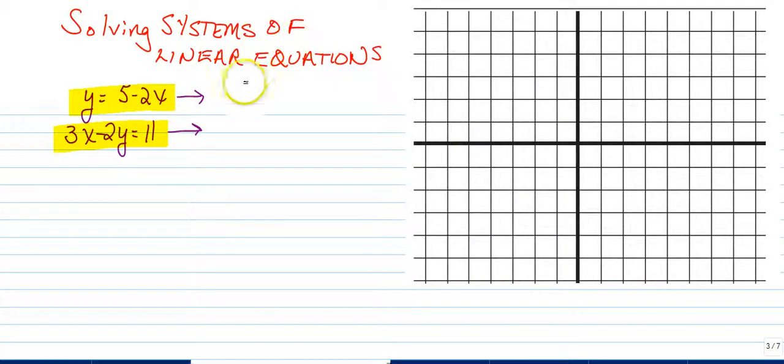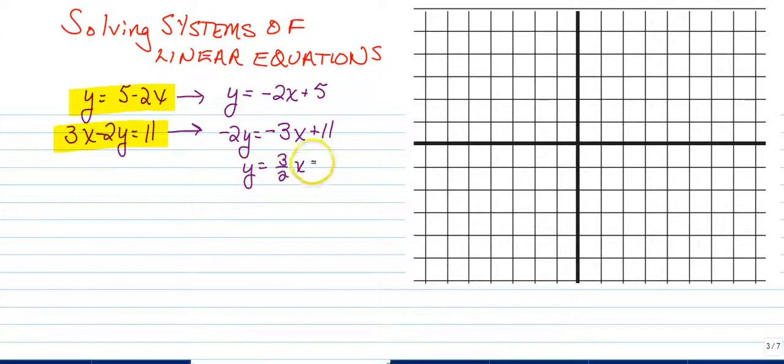The first equation we're going to rearrange just a little bit and put it in slope-intercept form by just switching the x and the 5. So we end up with y equals negative 2x plus 5. The second equation, I have to work with that just a little bit more. I'm going to take the 3x to the other side. It becomes negative 3x, then plus 11, and divide everything by negative 2, so I get y equals 3 halves x minus 11 halves.